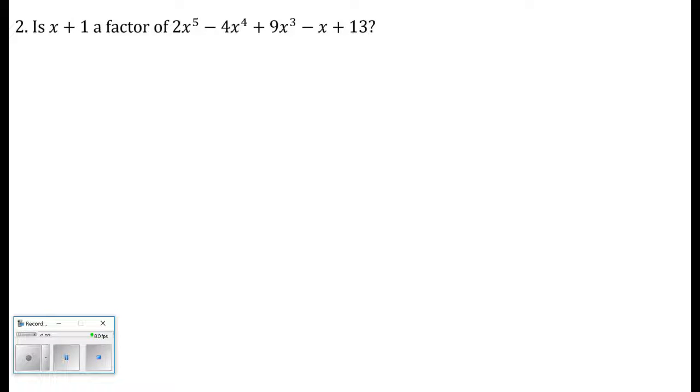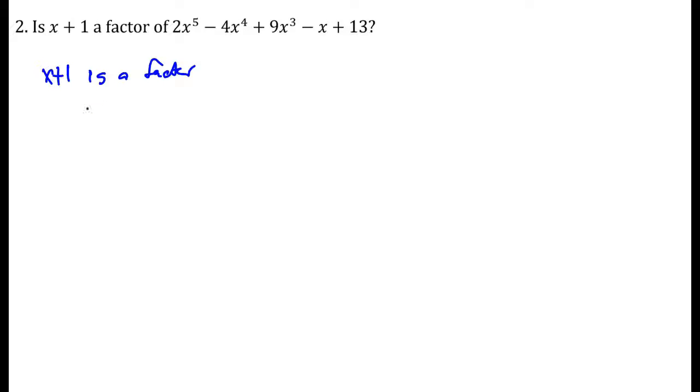Number 2, is x plus 1 a factor of this polynomial? Well, there's two ways we can do this. We can divide, but that would be a lot of work. We know that x plus 1 is a factor if and only if x equals negative 1 is a 0. Because if I plug in negative 1, that will be the remainder of my division, and I want a remainder of 0. So let's plug in the negative 1 into our function here.